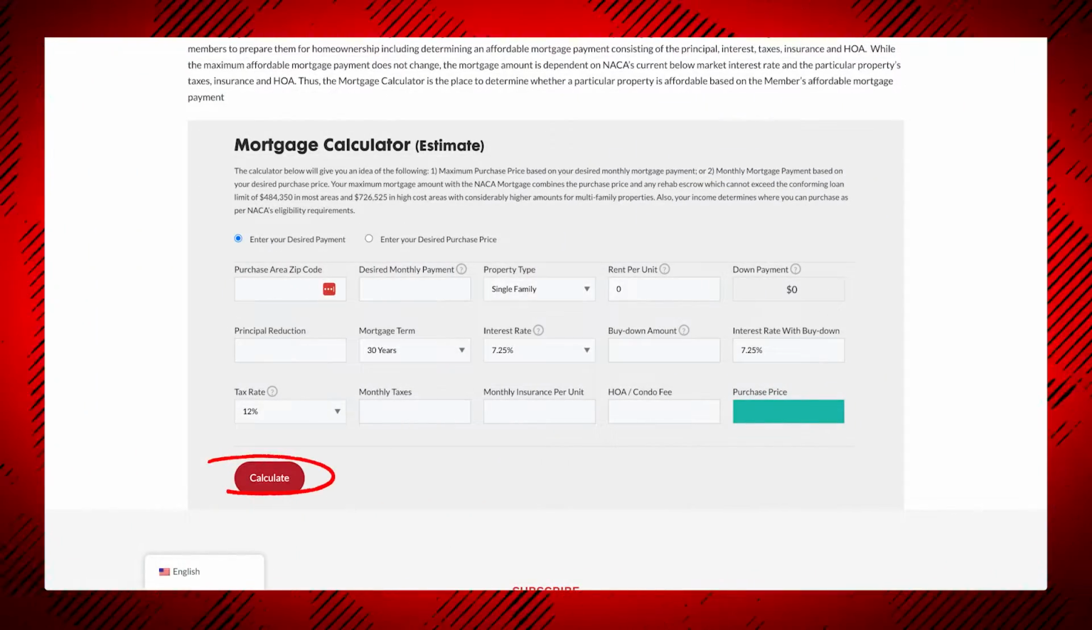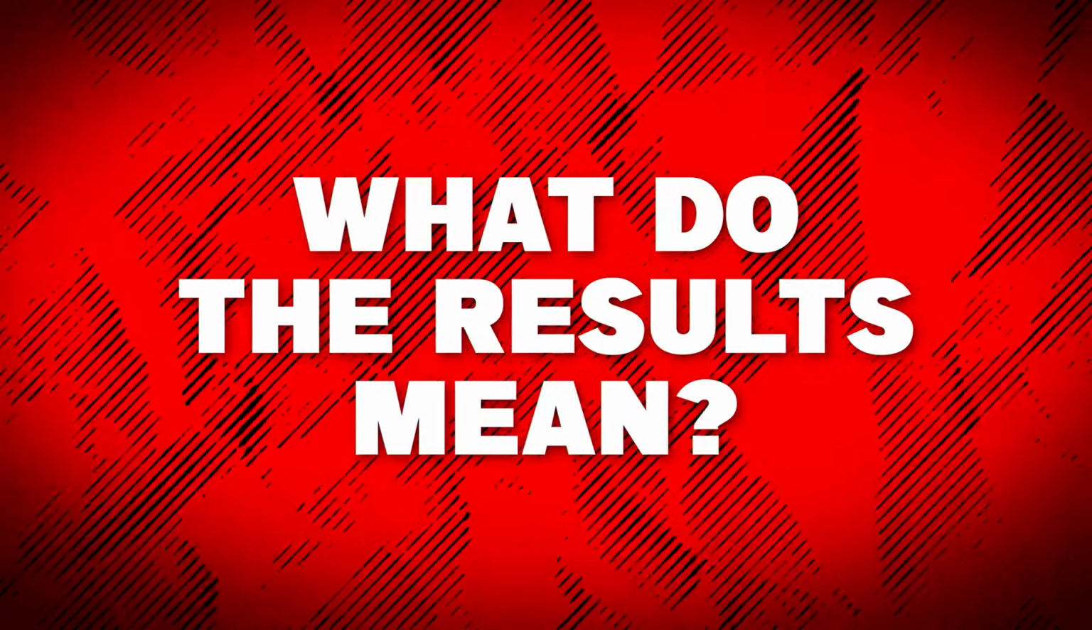Click Calculate. After entering all the necessary details, click the Calculate button. In just a few seconds, the calculator will generate your estimated purchase price. Now that you have your results, what do they mean? Your monthly payment includes principal, interest, property tax, homeowner insurance, homeowner association fees, or condo fees if applicable. This tool gives you a clear picture of what to expect each month, allowing you to plan your finances accordingly.